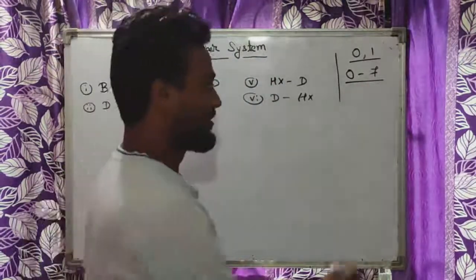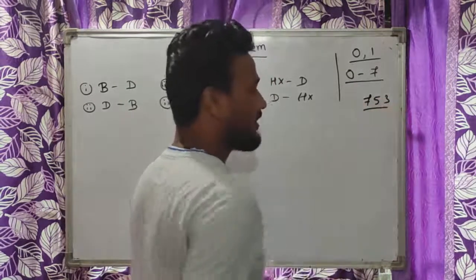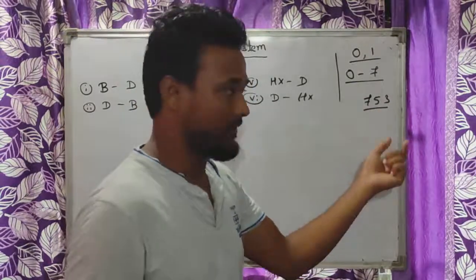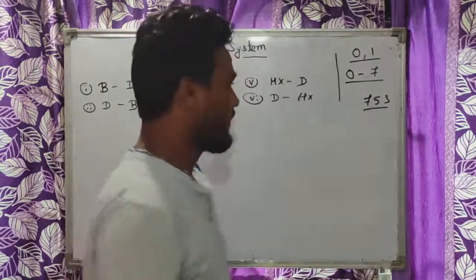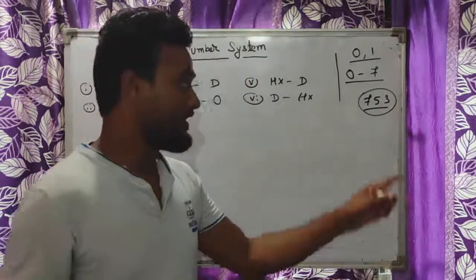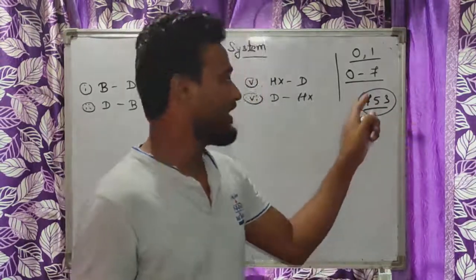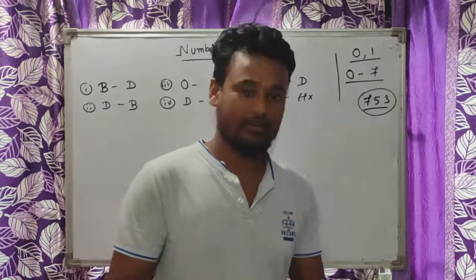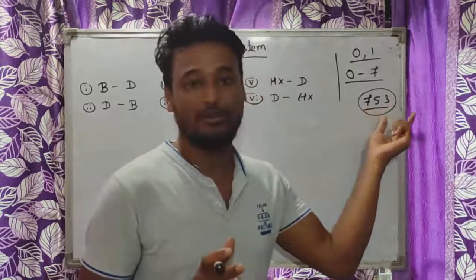If any number comes within this range, that is an octal number system. For example, 753. You can call this number a decimal number, or you can call it an octal number also. In the exam, some students might be confused if a number like 753 is given, since it is a decimal number as well as an octal number.